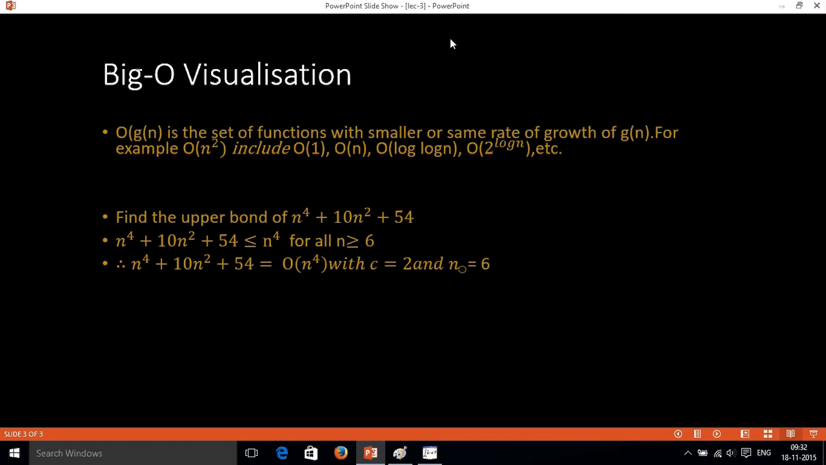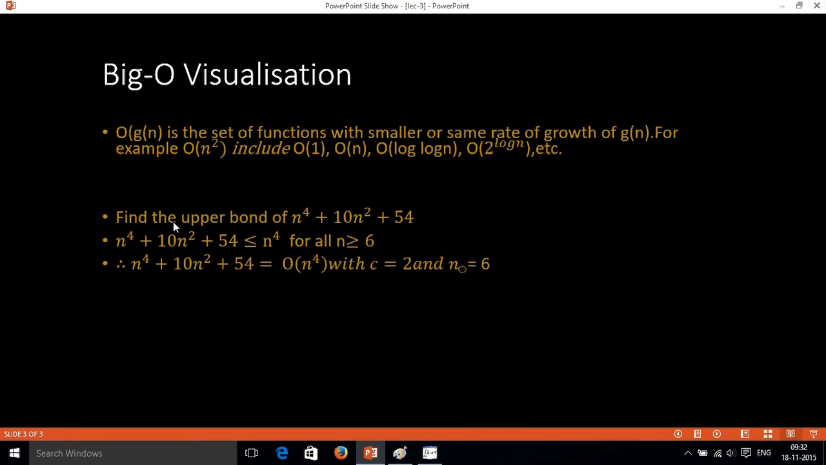Now if we visualize this, what does big O of g(n) mean? The big O of g(n) is the set of functions with a smaller or the same rate of growth as g(n). For example, big O of n squared includes big O of 1, big O of n, big O of 2 raised to the power log n, etc.